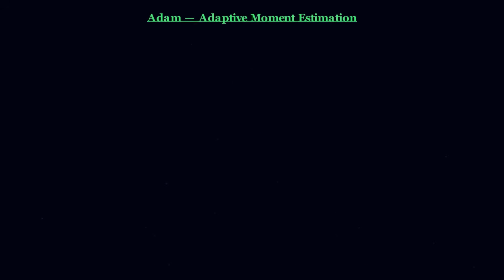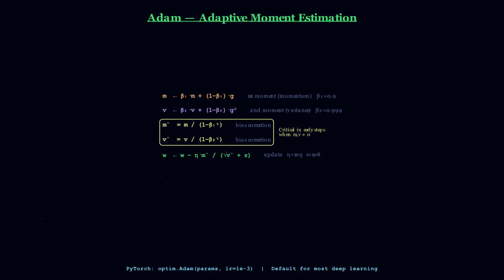Adam, the default optimizer for almost all deep learning. Adam stands for Adaptive Moment Estimation. It combines momentum, the first moment, with RMSProp's adaptive learning rates, the second moment. Both are estimated with exponential moving averages controlled by beta 1 and beta 2. The update: first moment m equals beta 1 times m plus 1 minus beta 1 times g. Second moment v equals beta 2 times v plus 1 minus beta 2 times g squared.